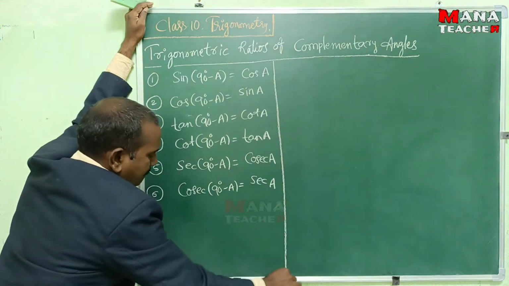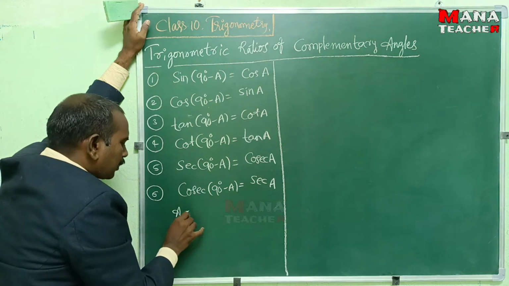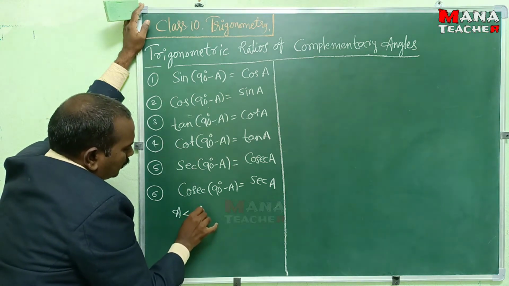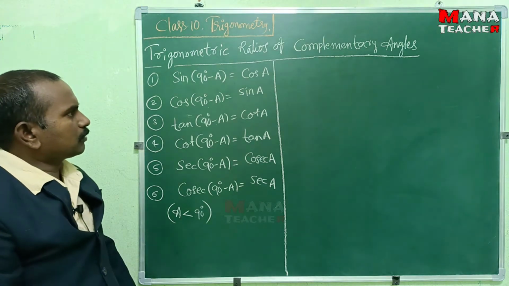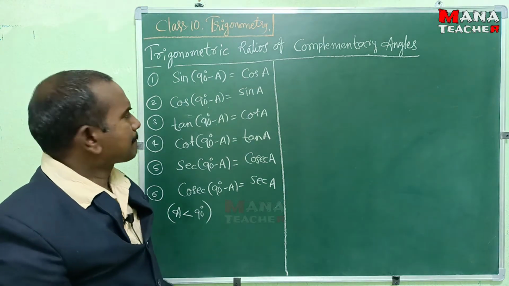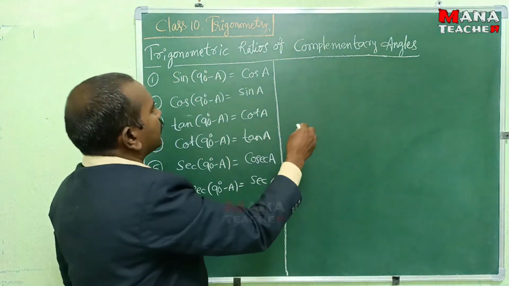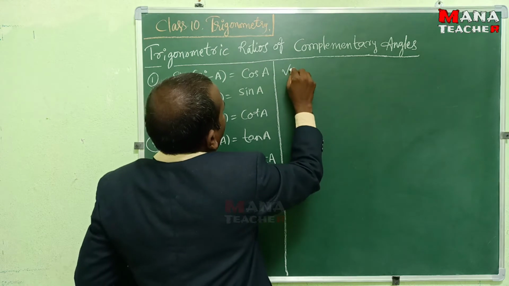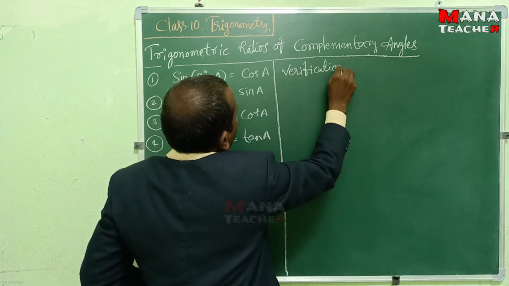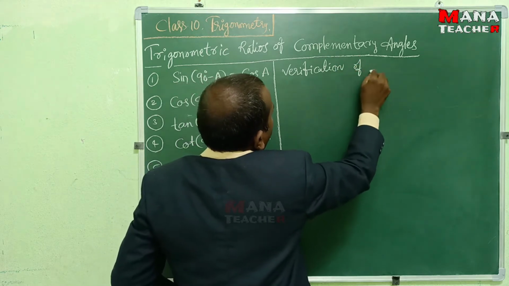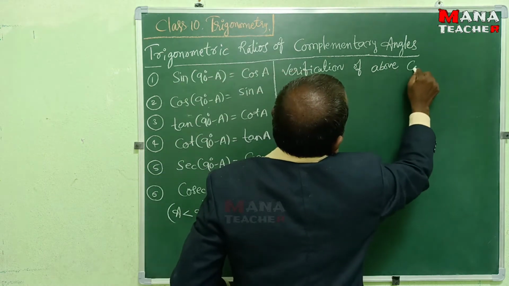Here A is less than or equal to 90 degrees. Now verify these ratios. In this one, verification of the above conditions.